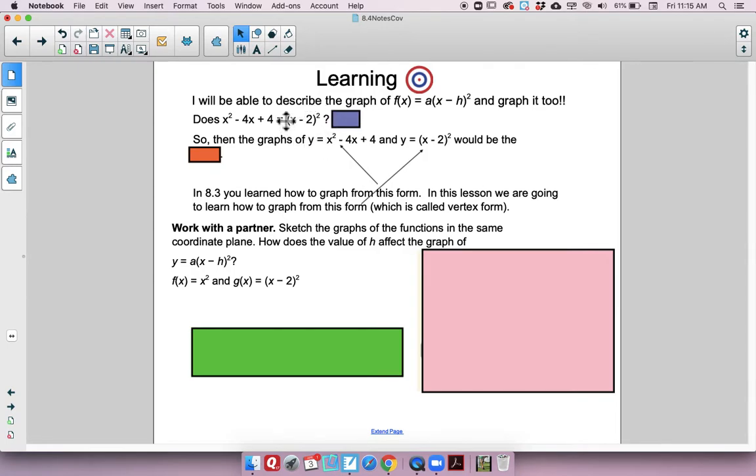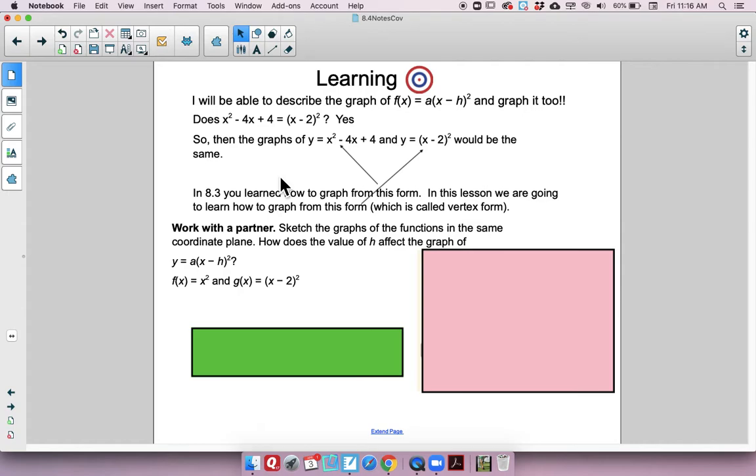Or, even easier, we could have multiplied this out. Square the first term, x squared, and double the product of the two terms. So the product of the two terms would be x times negative 2, which is negative 2x. Doubled means multiplied by 2, gets us negative 4x, and negative 2 squared is 4. So the answer is yes. So would those graphs be the same if I graphed x squared minus 4x plus 4 and I graphed x minus 2 squared? Well, of course they would be.